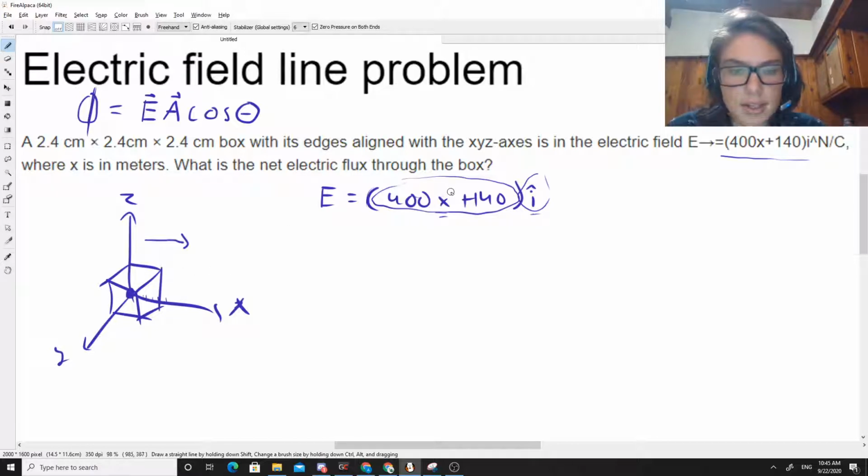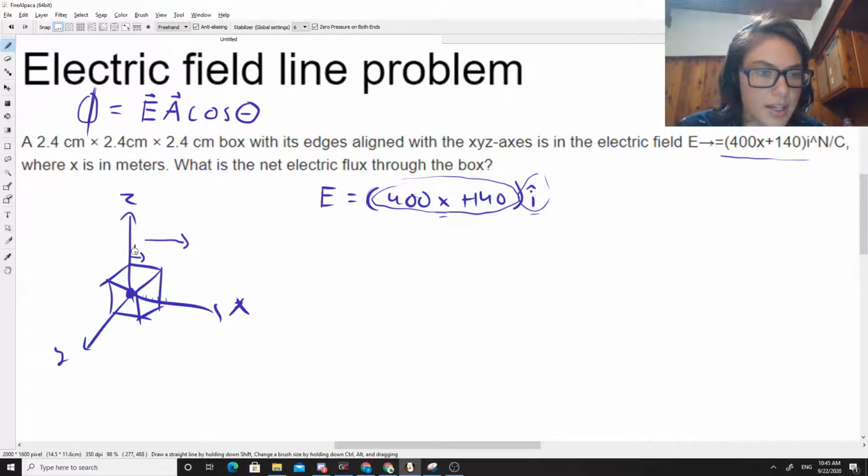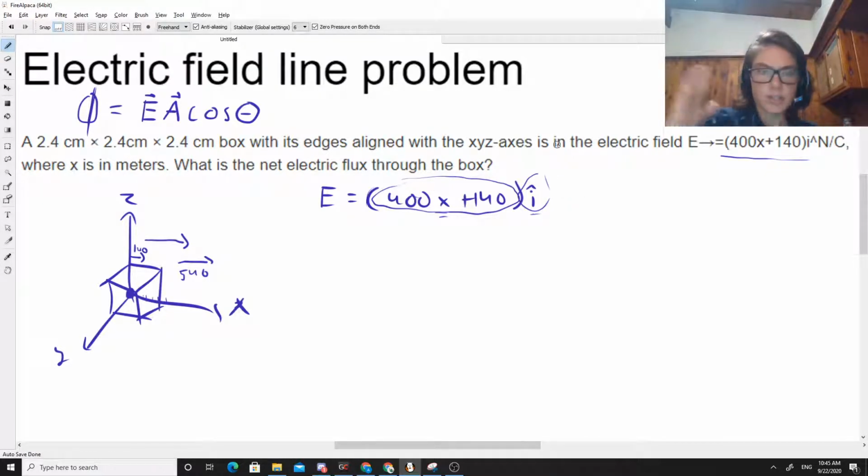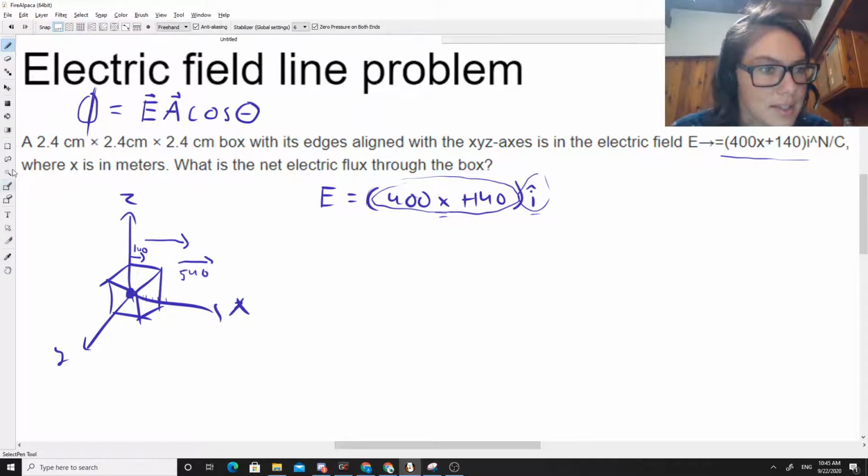If your x coordinate is equal to 0, then pretty intuitively we can say that the electric field at that point, let's say at the origin, is going to be equal to 140. If your x coordinate is equal to, I don't know, 1, then your electric field vector at 1 is going to be equal to 540, because 400 plus 140 is 540. So the electric field gets bigger in magnitude, not in direction, as you move across the x-axis. That's basically what it's trying to tell you.